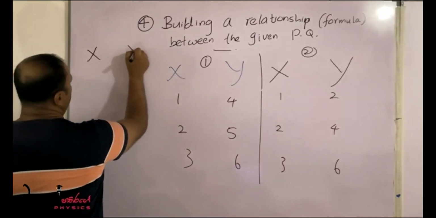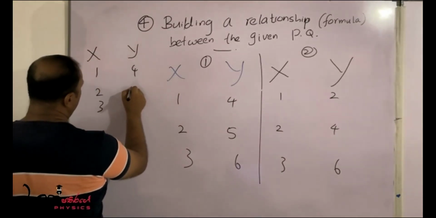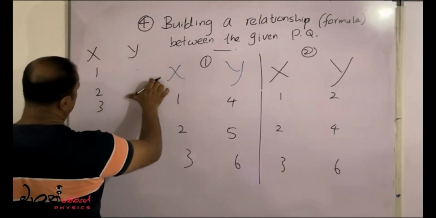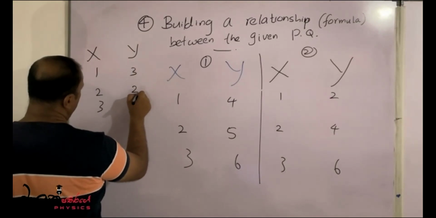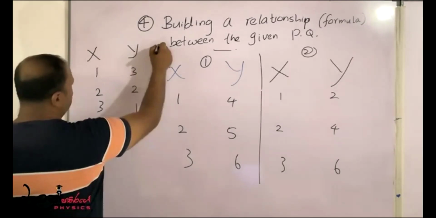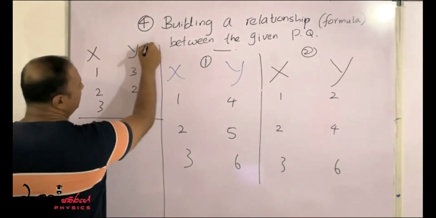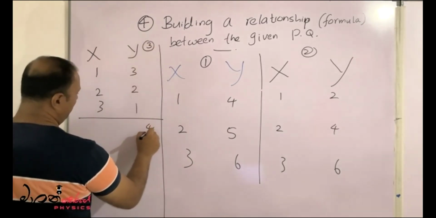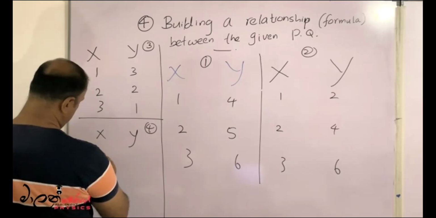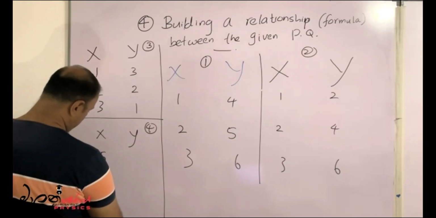Then x, y: 1, 2, 3, 4 and 3, 2, 1. Okay, this is another case. This is the third one. Fourth one: x, y, 5, 10, 15.